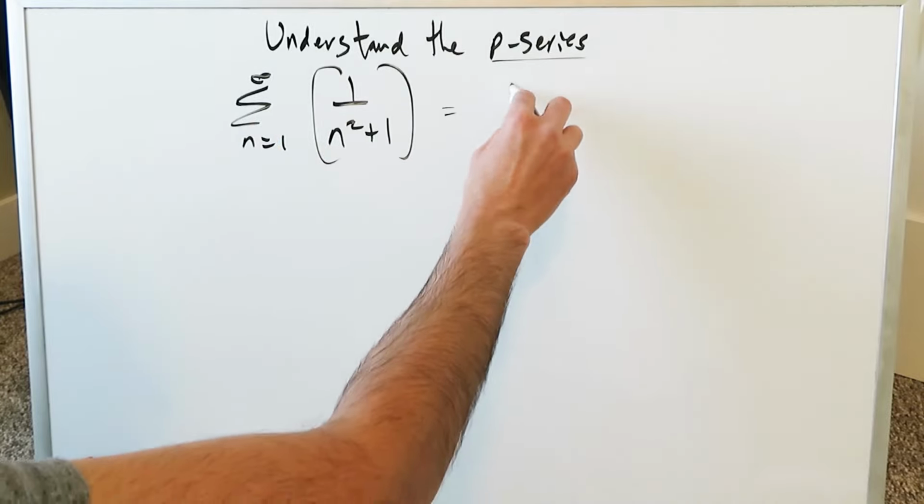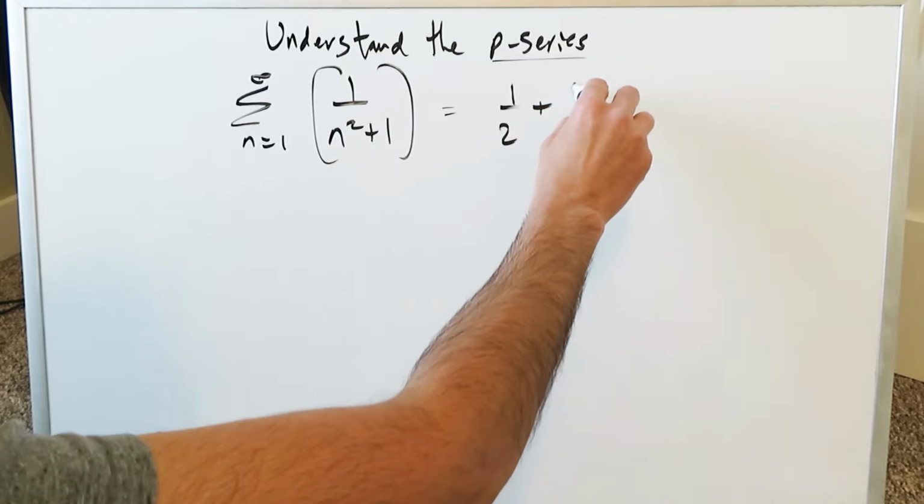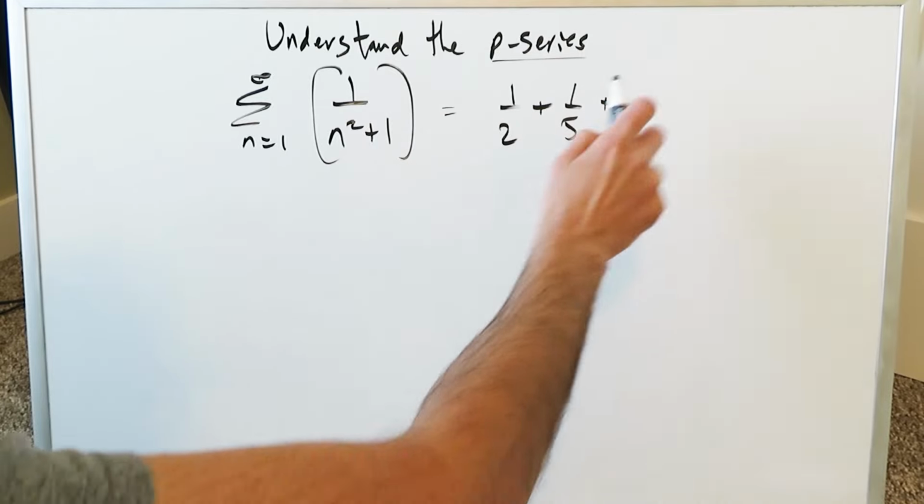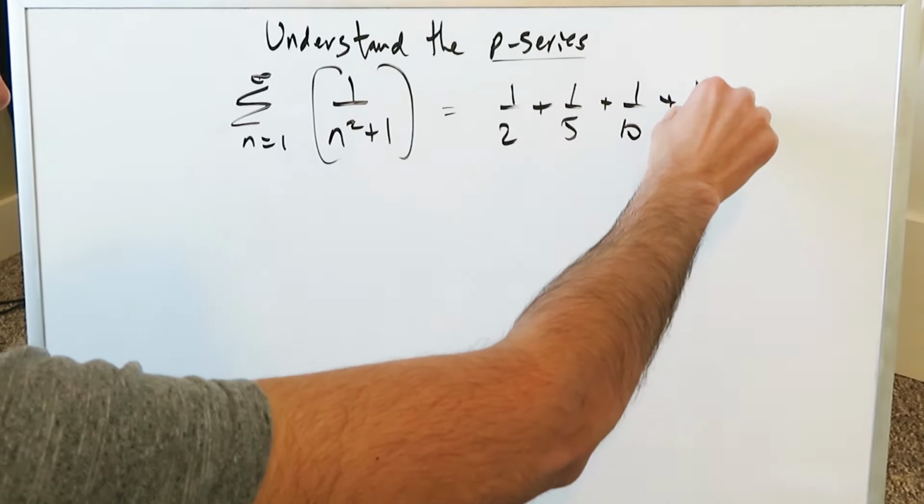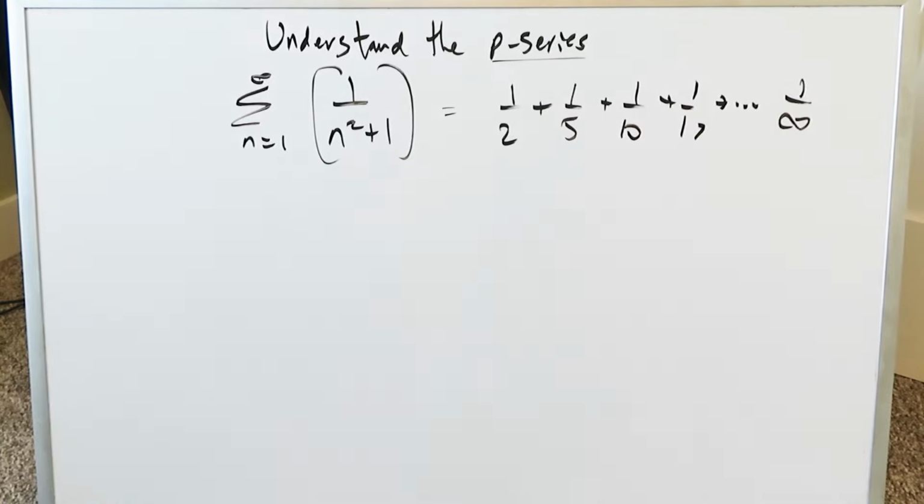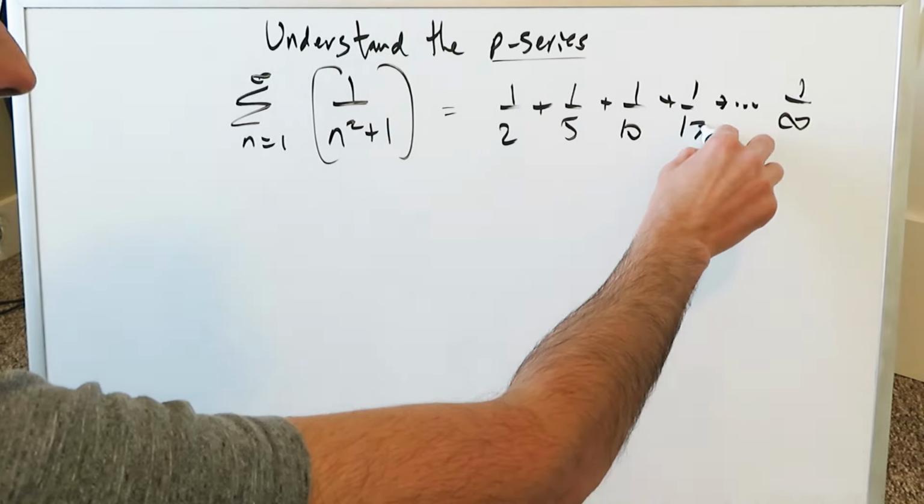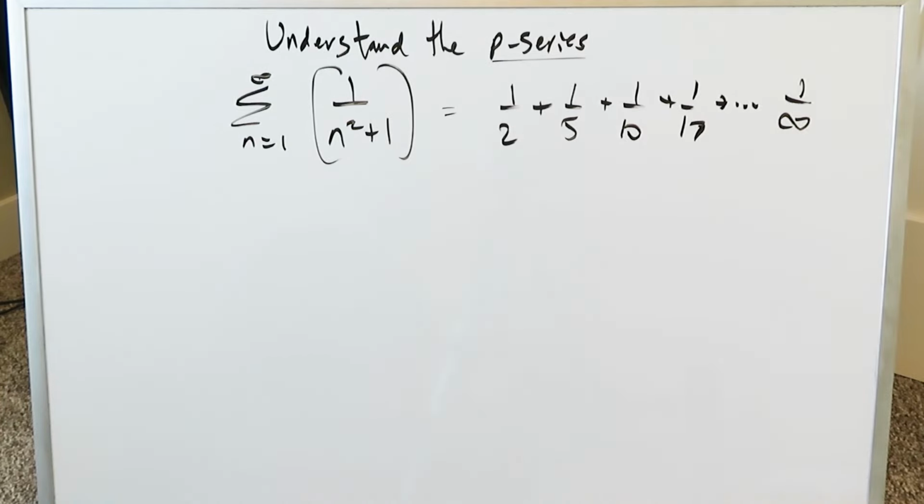If you were to open this up, when n is equal to 1, you have 1 over 2. When n is equal to 2, you have 1 over 5. When n is equal to 3, you have 1 over 10. And last, when n is equal to 4, you have 1 over 17, plus all the way up to 1 over infinity. When you evaluate this by means of the basic test, you know it is tending towards 0, so it looks good and convergent based on that.